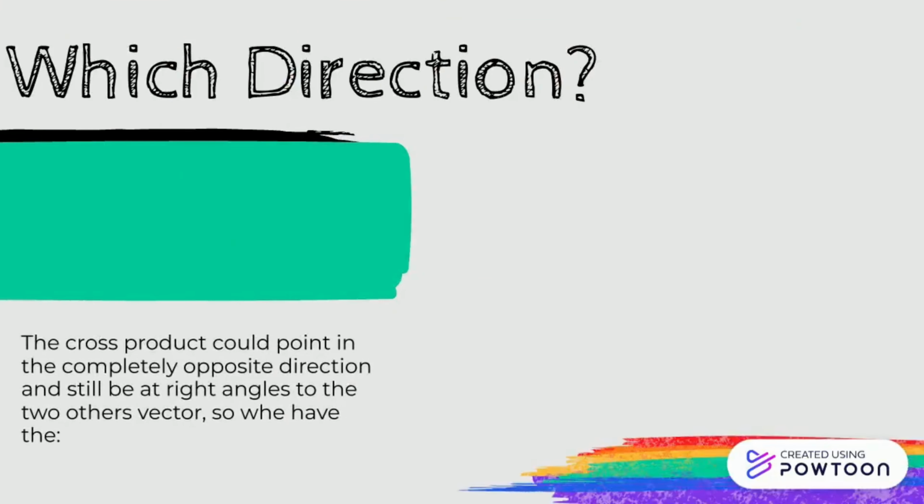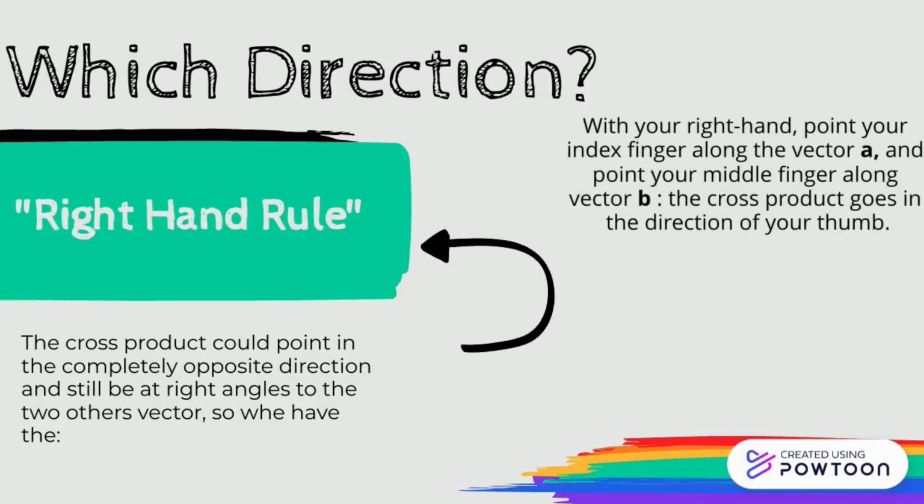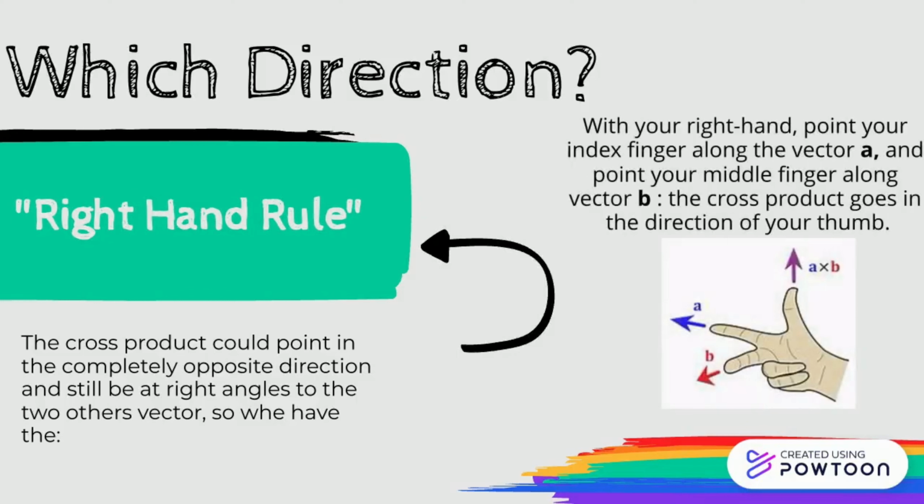Next is which direction. The cross product could point in the completely opposite direction and still be at right angles to the two other vectors. So we have the right hand rule. With your right hand, point your index finger along vector A and point your middle finger along vector B. The cross product goes in the direction of your thumb.